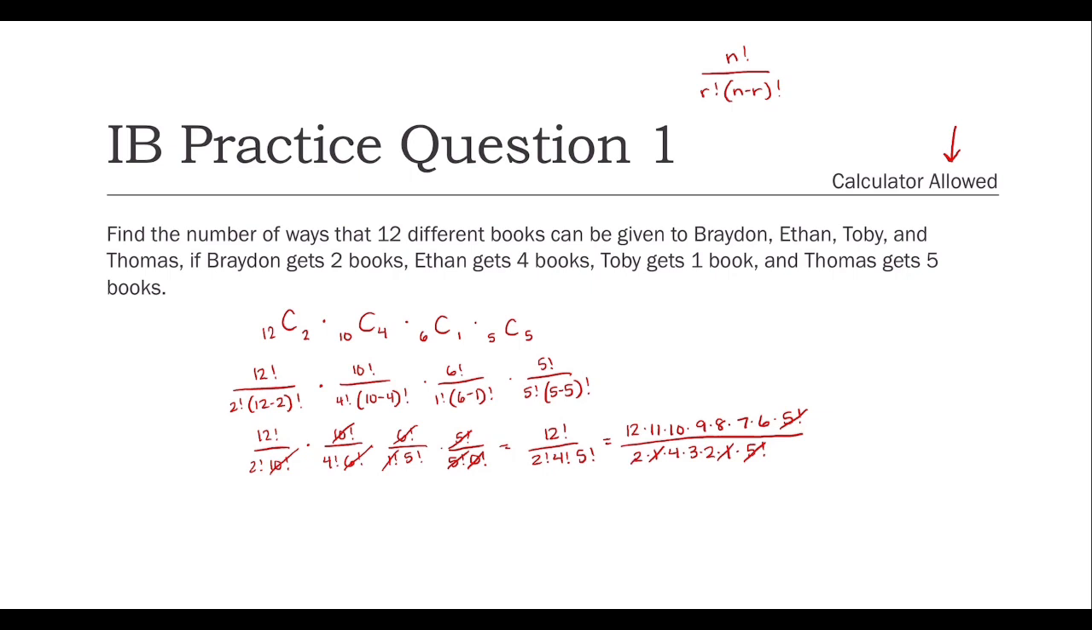Then we can simplify this 2 and this 12 becomes 6. The 4 can simplify with the 8 and make it a 2. The 3 can simplify with the 9 and make it a 3. And the 2 can simplify with the 6 and make it a 3. So we get 3 times 11 times 10 times 3 times 2 times 7 times 6. And that'll give us our final answer, which is 83,160. So there's that many ways that the 12 books can be given to the boys.